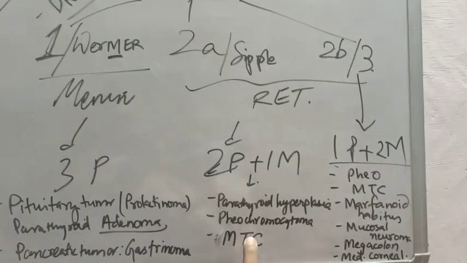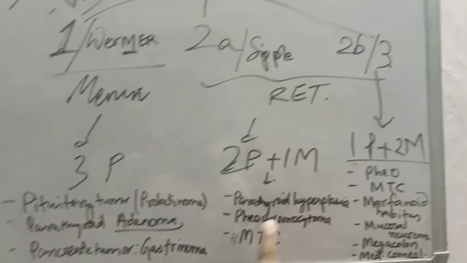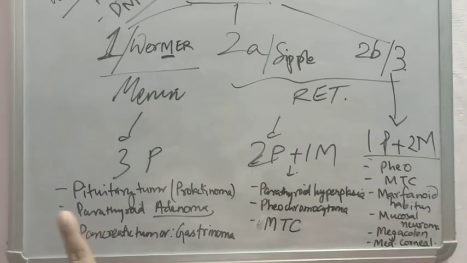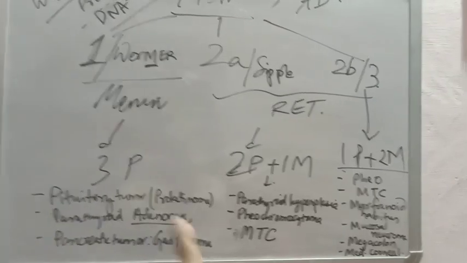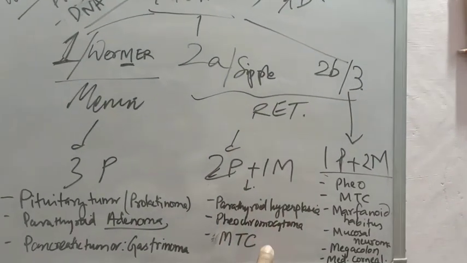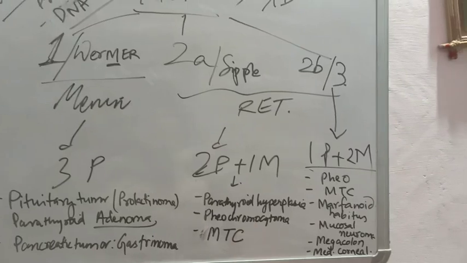See, here is also a parathyroid. Here also you have a parathyroid in MEN 2A. So this is parathyroid hyperplasia. This is parathyroid adenoma. So this is an important point in MCQ. You will make the mistake. Pancreatic tumor, here it is gastrinoma. Okay, here let's come to parathyroid hyperplasia, then pheochromocytoma and medullary thyroid cancer.